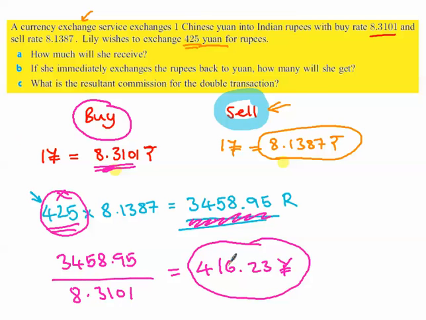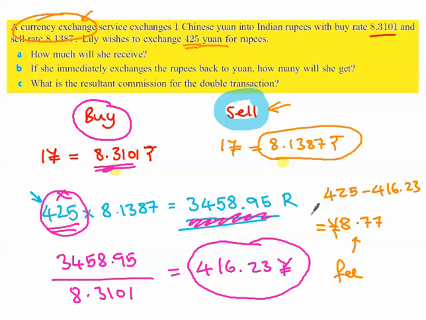So the difference between these two, if we just subtract those two, 425 take away 416.23, I did this very accurately on my calculator, and you get 8.77 yuan. That's disappeared. Well, it hasn't really disappeared. This is the commission that the currency exchange makes. This is the fee, effectively, for just changing money back and forth. So that's how these buy and sell rates work.